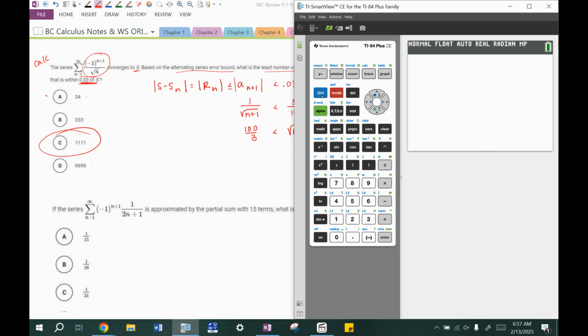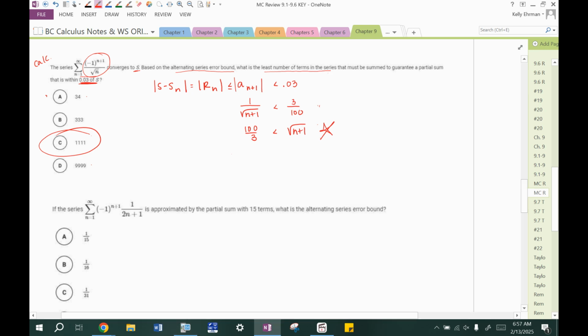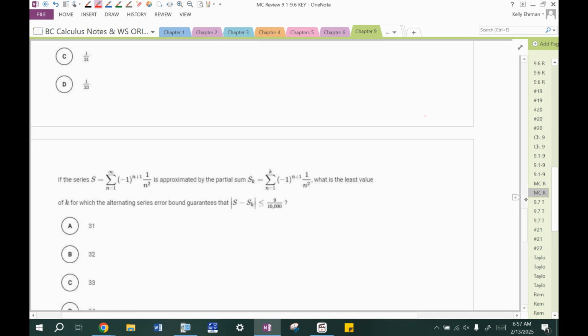The square root of x plus 1. So 100 over 3 is 33 and a third. Okay. And the square root of x plus 1. Oh, weird. I must have mistyped something, but yeah, this is bigger than 33 and a third. So that would have worked as well. I don't know how I had it typed in before.